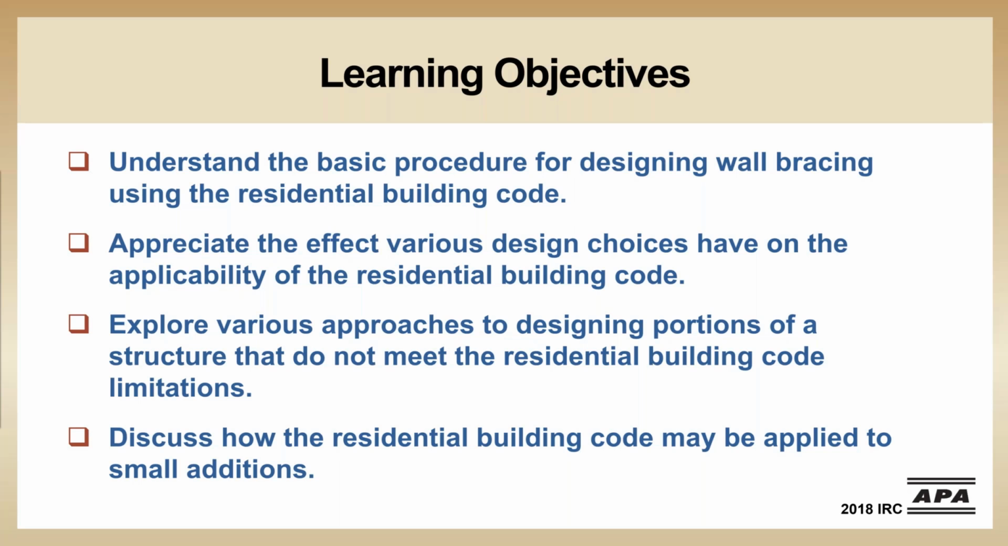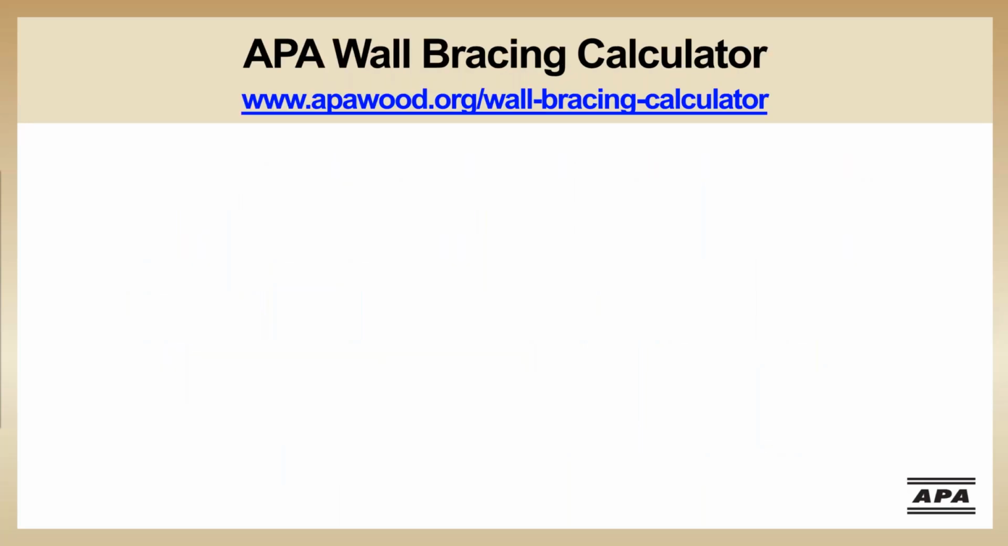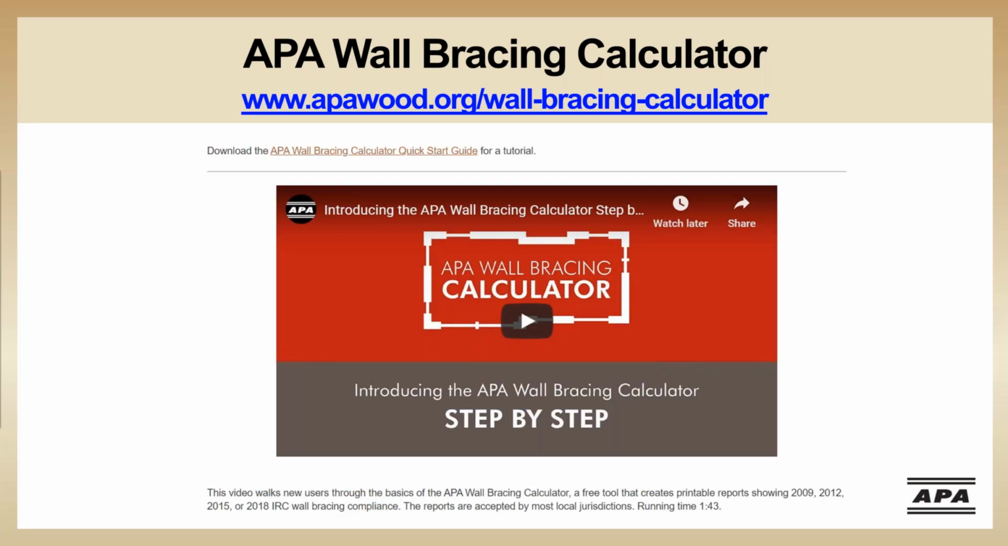Before I turn the controls back to our moderator, Karen, I want to make sure you're aware of a few APA wall bracing resources. As we mentioned during the last section on additions, APA has a wall bracing calculator available on our website. The calculator is updated for every code cycle beginning with the 2009 IRC and is currently updated through the 2018 IRC. There is a downloadable quick start guide and a short step-by-step video available at our APA wall bracing webpage.